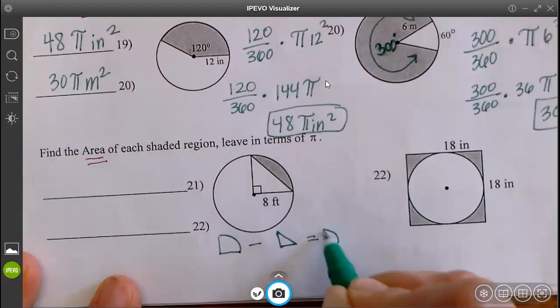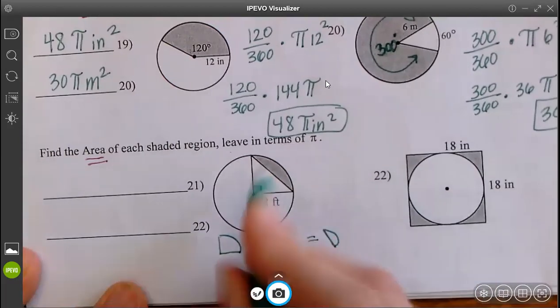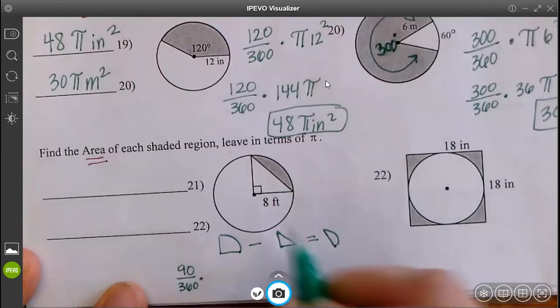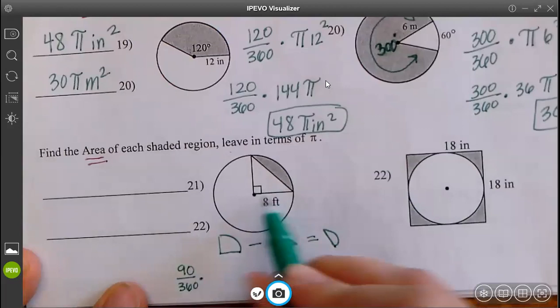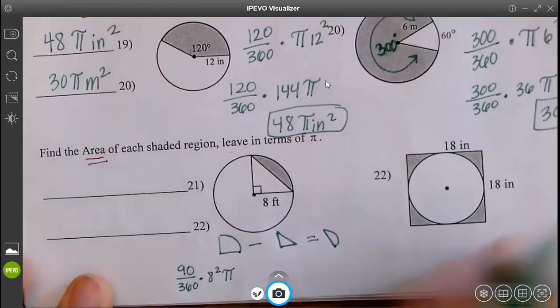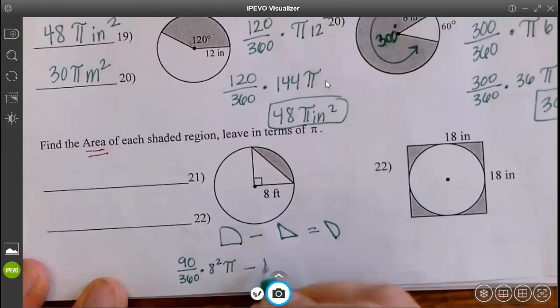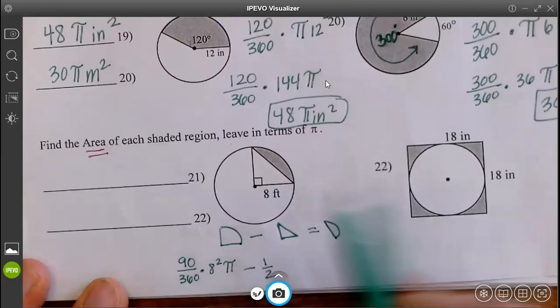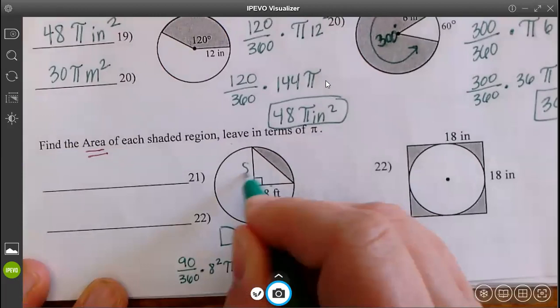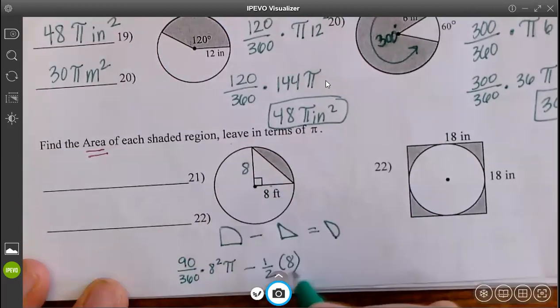Okay, so this one, the area of this entire piece is going to be 90 over 360 times pi r squared. So r is 8 squared and then pi. So I'm going to write it all out and then I'll go back and simplify it. And then this is minus 1/2. So base and height, if that's 8, this has to be 8. So it's 8 times 8. So it looks crazy in here.